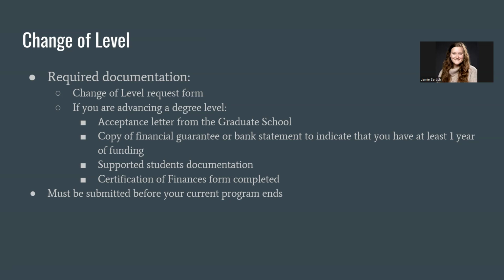The one thing to note about a change of level is that you must submit this request before your current program end date. For example, if you are finishing your master's degree in the spring 2024 semester on April 30th, you will want to make sure that you put in your change of level request prior and allow for enough processing time by our department. Once your current program end date comes, we are unable to process this change. So you'll want to make sure that you submit this documentation in a timely fashion.